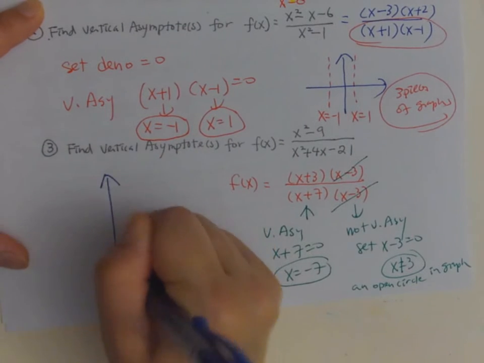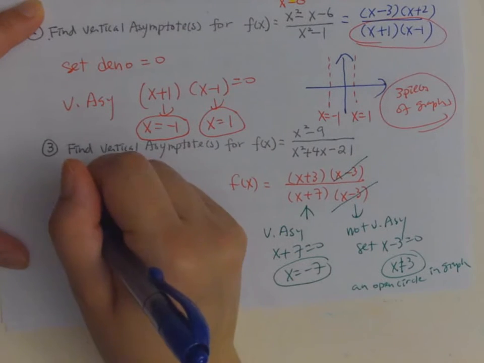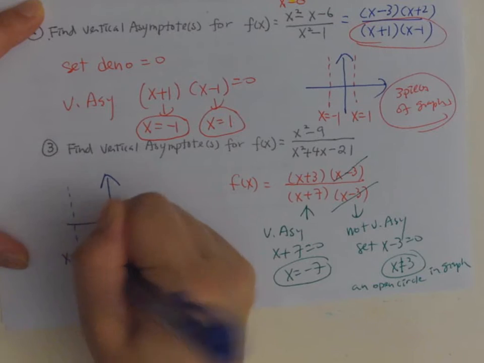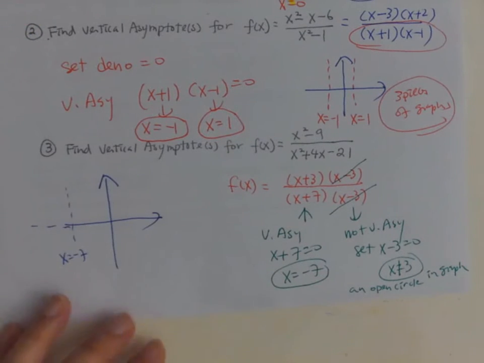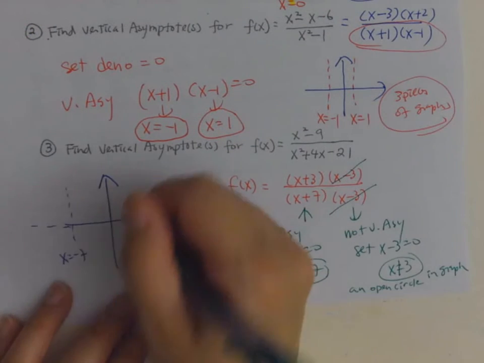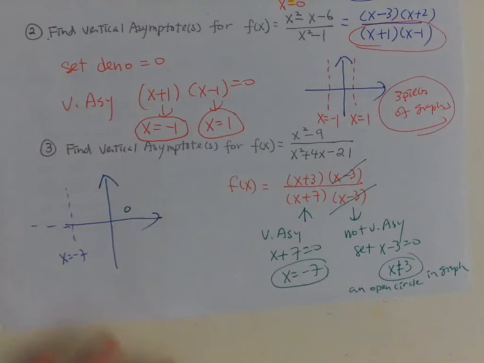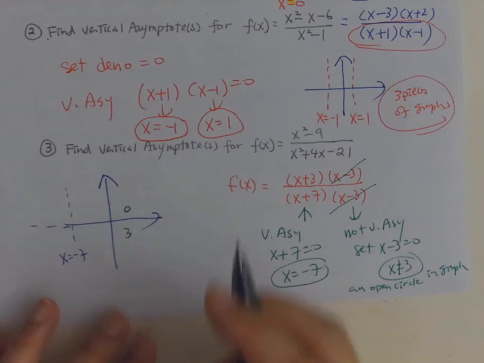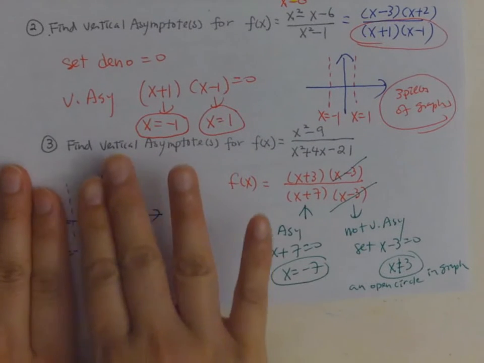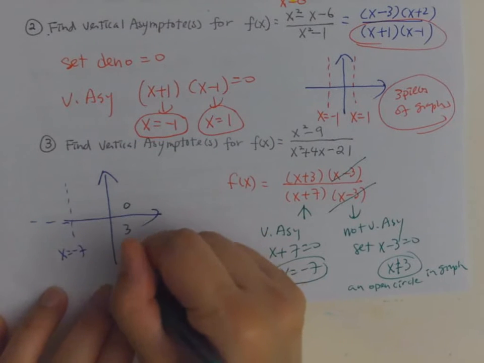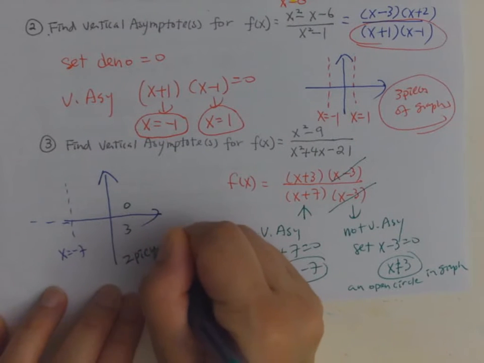So if I sketch it real quick, you will have x equal to -7 as a vertical asymptote. And then I don't know where 3 is going to land, but it's going to end up as some kind of open circle here for 3. Okay, but you have one section and another section, so you're going to end up with 2 pieces of graph.